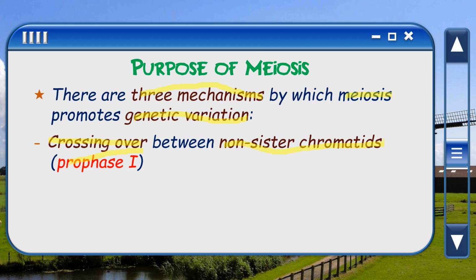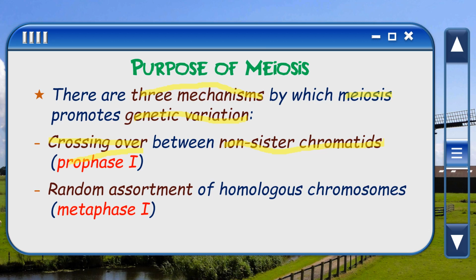Now, some of the information from this side is going to go with the other chromosome, and the other information from the other side will go with the other chromosome. So there has been a crossing over, and that one is going to bring about the genetic variation. Then the second one is what we are calling random assortment. Random assortment of homologous chromosomes, and that one takes place in metaphase 1. Random assortment of homologous chromosomes.